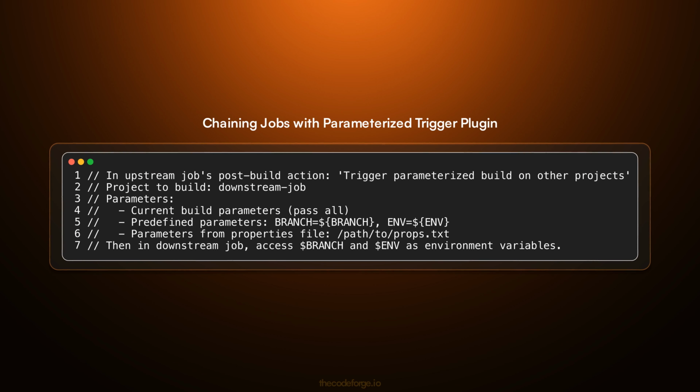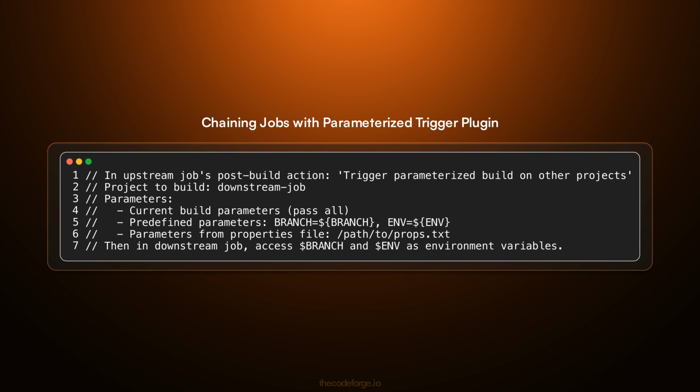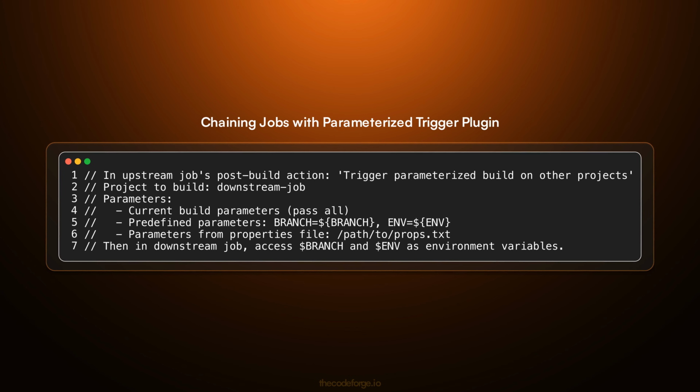The article mentions chaining jobs, but doesn't show passing parameters downstream. The Parameterized Trigger plugin allows you to pass build parameters from one Freestyle job to another, enabling dynamic pipelines.